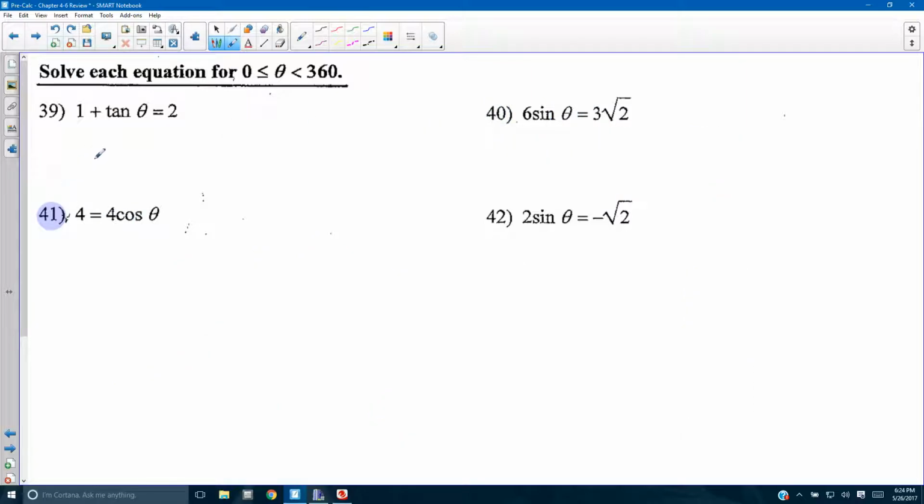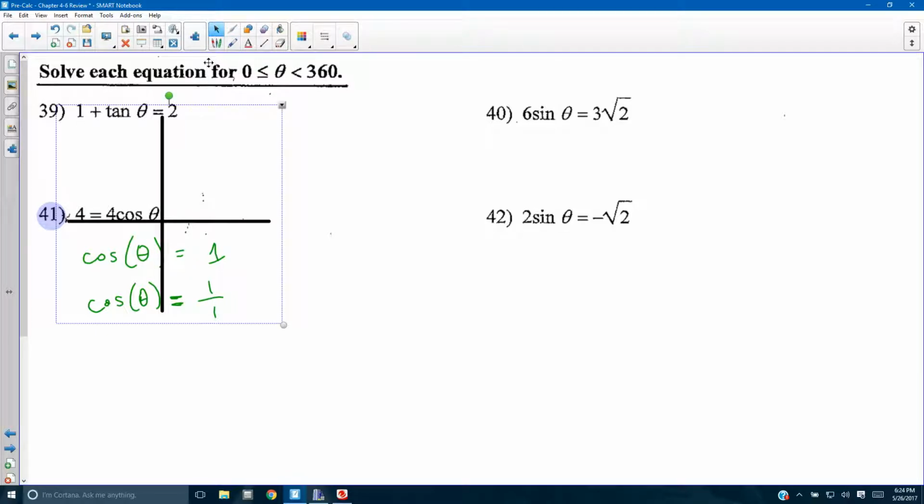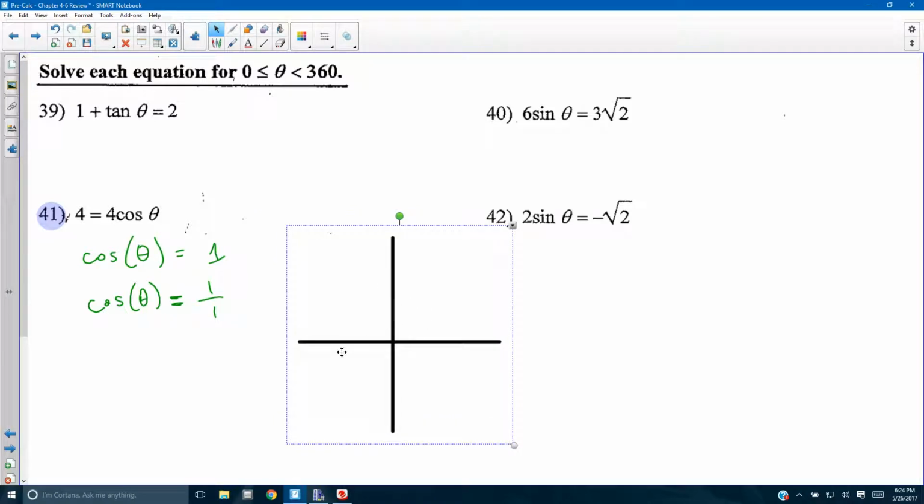Number 41, 4 equals 4 times the cosine of theta. Divide by 4, it looks like cosine of theta is 1. So the question is, what angle or angles here can we take the cosine of to get 1, or a ratio of 1 over 1? Well, if you have a ratio where the adjacent and the hypotenuse are the same length, hopefully you can recognize that you're looking at a quadrant angle of some sort. You're either looking at 0, 90, 180, or 270. Or 360, which is 0 again, of course. So that's one way of taking a look at it here.